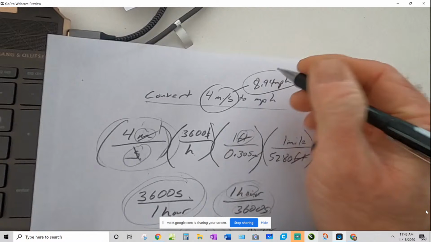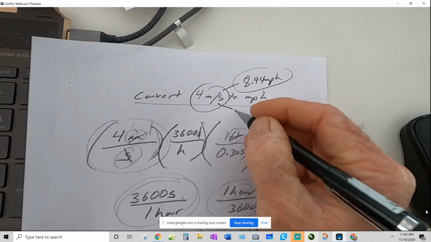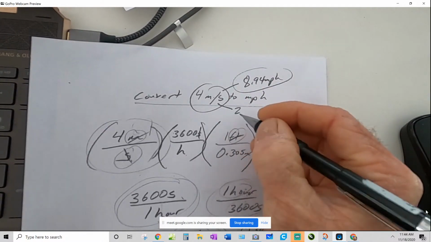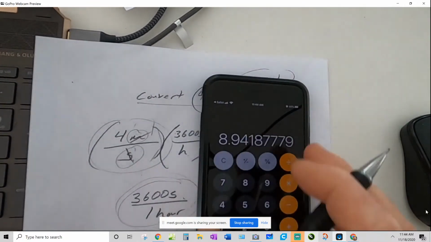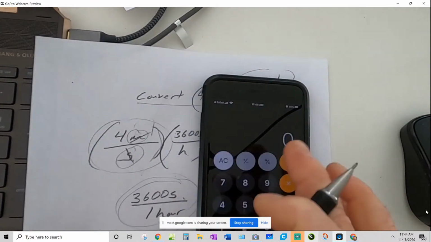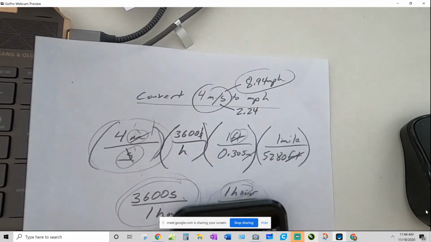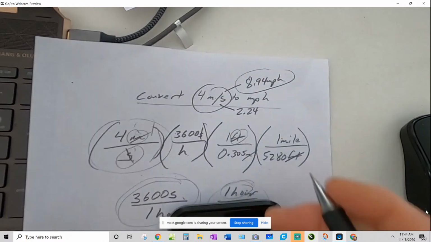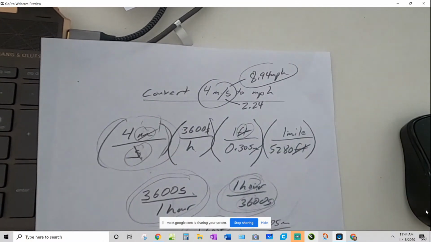And at some point I'm going to want you to memorize a conversion, which is just multiply by 2.24. So if I do 4 times 2.24, I get 8.96. So that's pretty close. I'm not sure which is closer, actually. It's really more like 2.234.